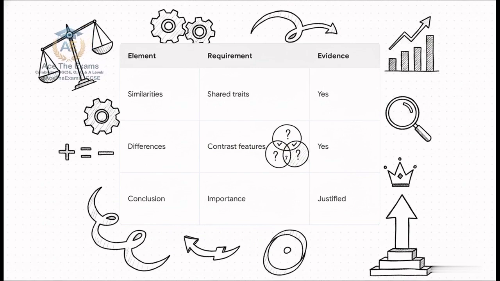Look at this breakdown. For similarities, you must identify shared traits and provide hard evidence. For differences, you must contrast features, again with clear evidence. Top-tier comparative analysis requires addressing both sides of the coin. And your conclusion? It has to speak to the relative importance of these factors, supported by justified proof. Use comparative connectives in your explanations to show the examiner you are actively weighing the mathematical options.